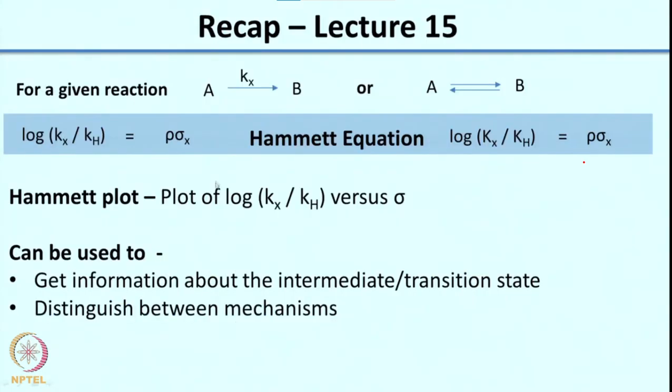then what we have discussed till now is the Hammett equation, which is log kx by kh equal to rho sigma x. We have discussed this equation, and the Hammett plot was log kx by kh versus sigma. And from the Hammett plot, we can get information about the intermediate and transition state, and we can distinguish between mechanisms as we have done earlier, SN1, SN2 type of mechanism.